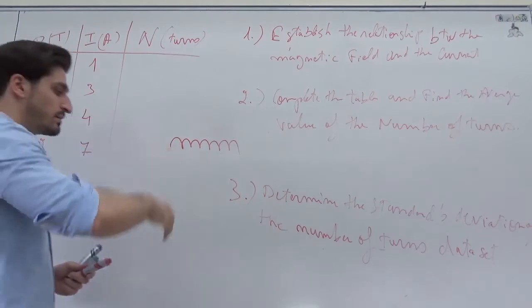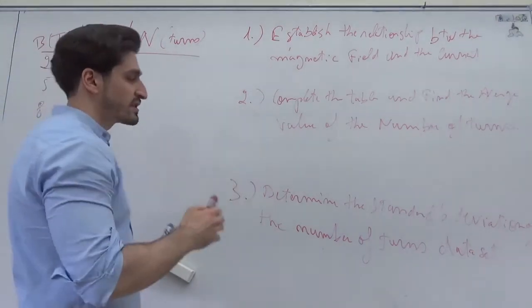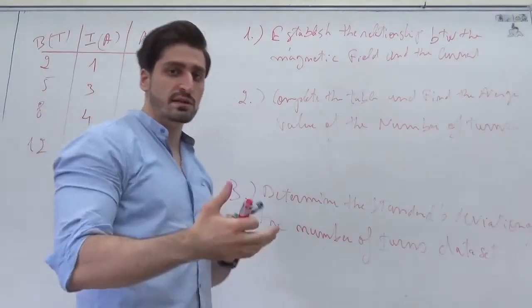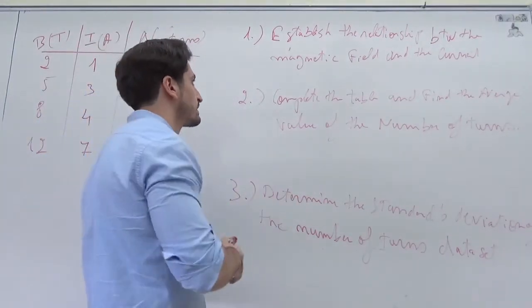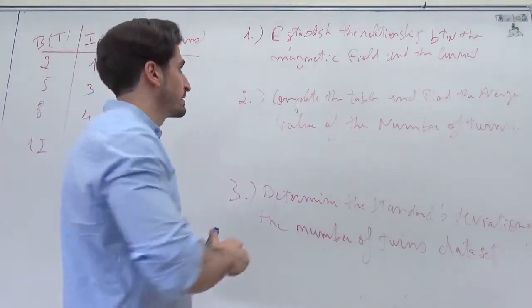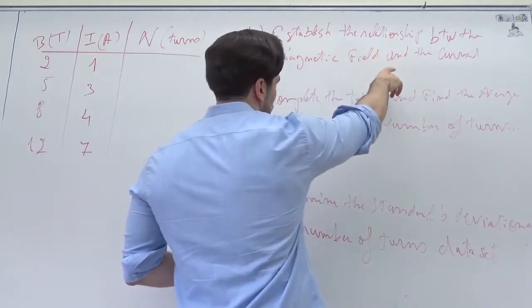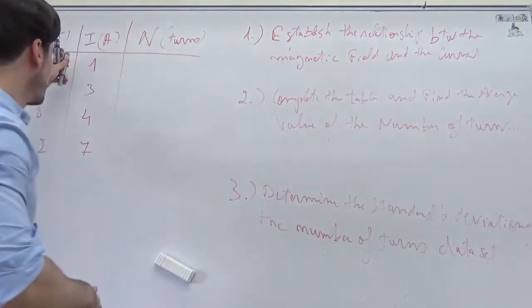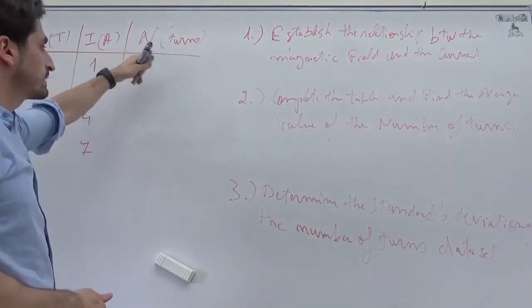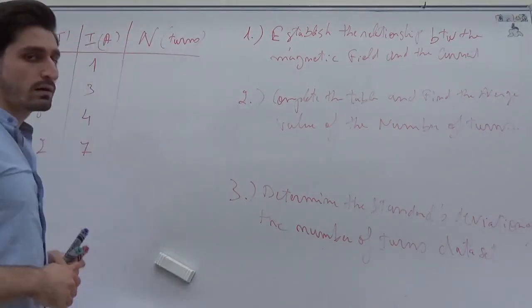Now for such standard deviation problems, the first question is always going to be similar. It's actually very common among all the types of standard deviation problems. The first question will be of the following manner: establish the relationship between the magnetic field, the electrical current, and the number of turns. So you want to establish the equation relating all 3 parameters.